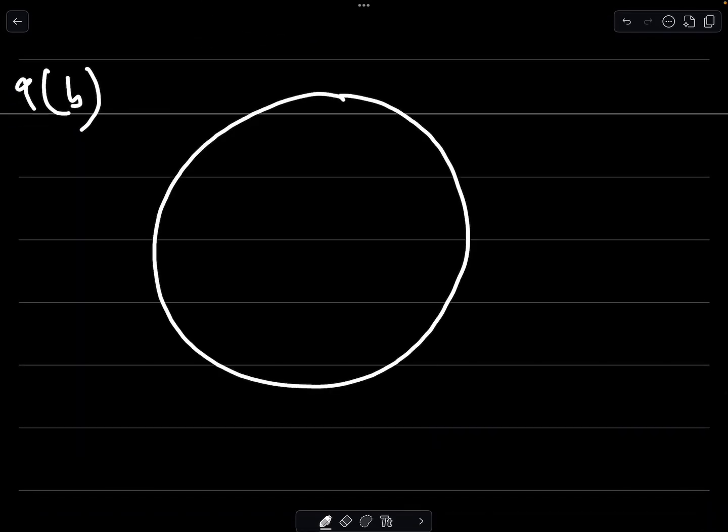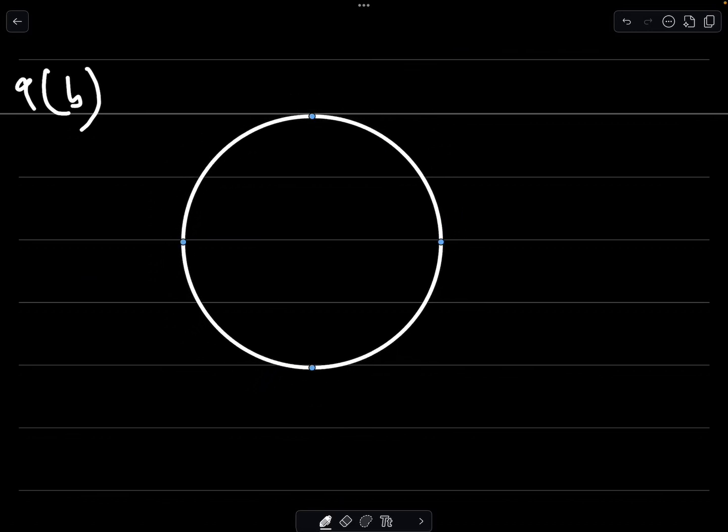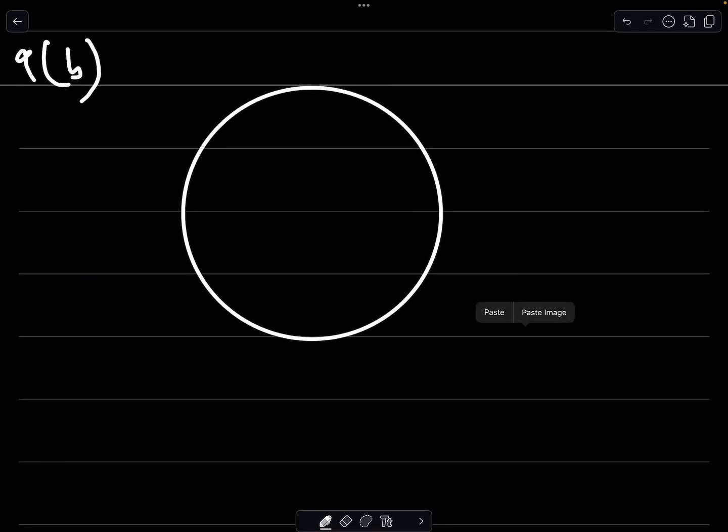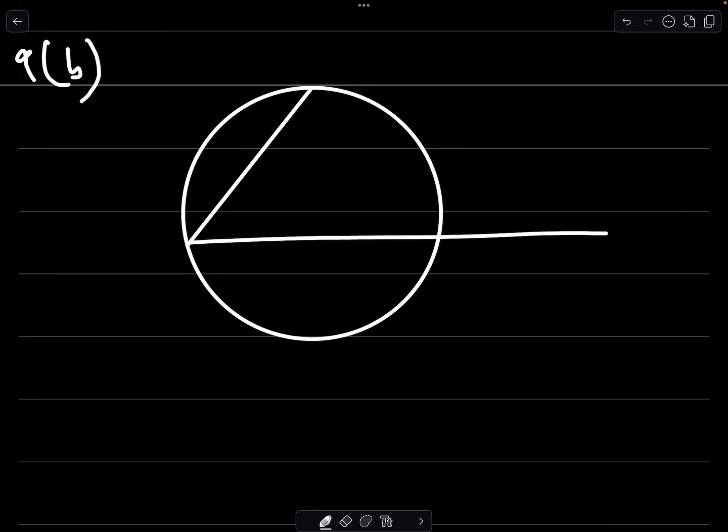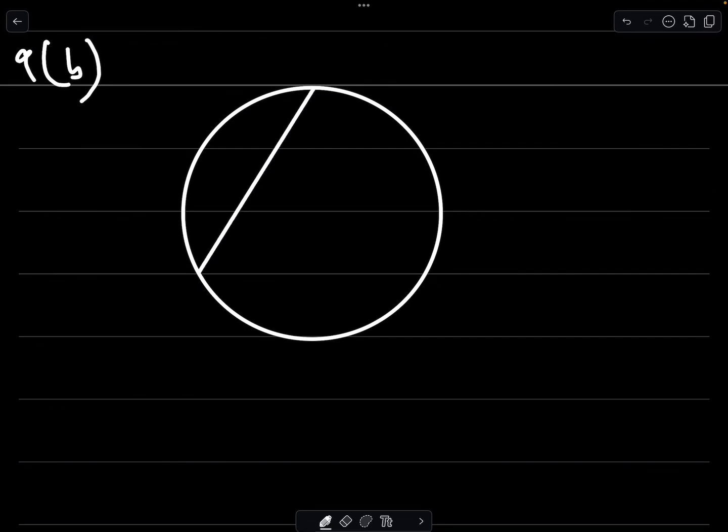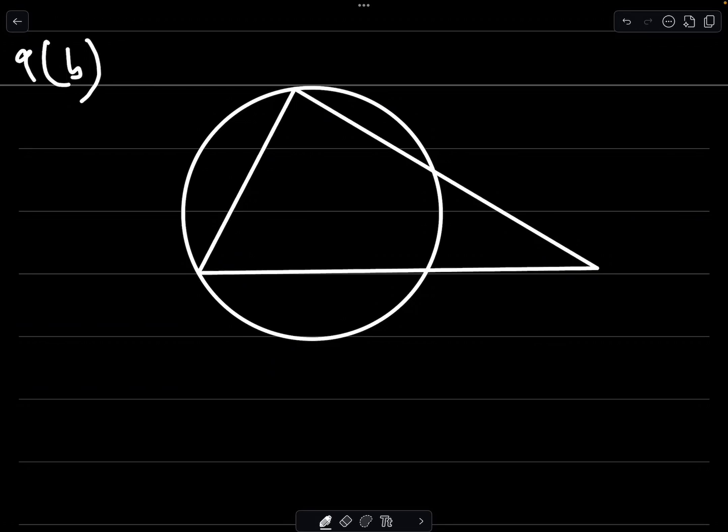There's a diagram. Let's have a diagram first of all. Let's draw the diagram. This is it. Don't let me make that look like it is a diameter. Let's have it this way. This is a diagram. There's a line here, another one here, and there's a line here.